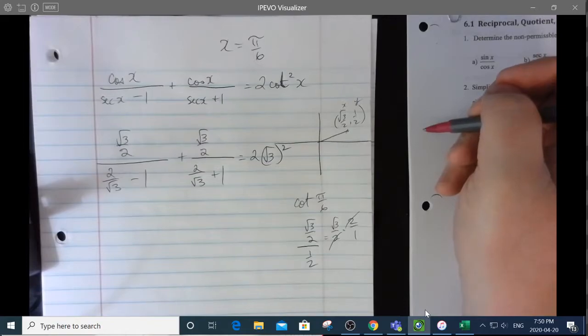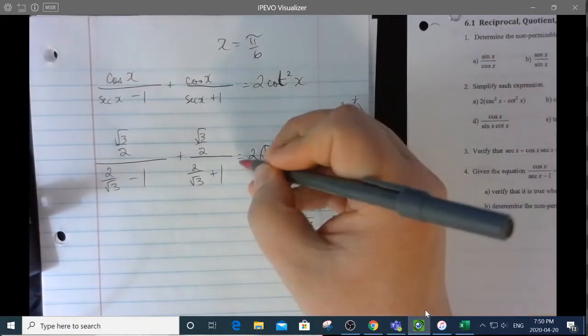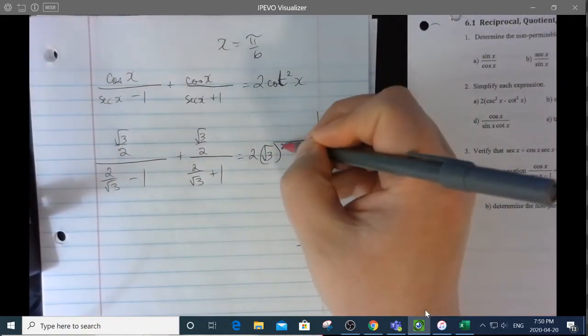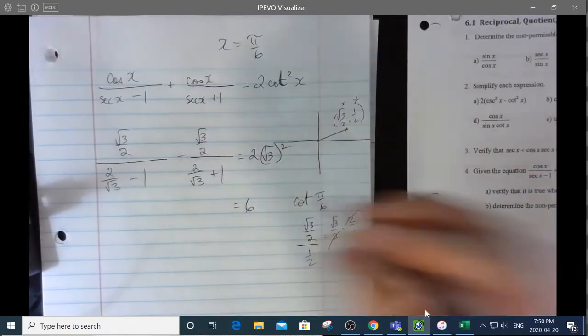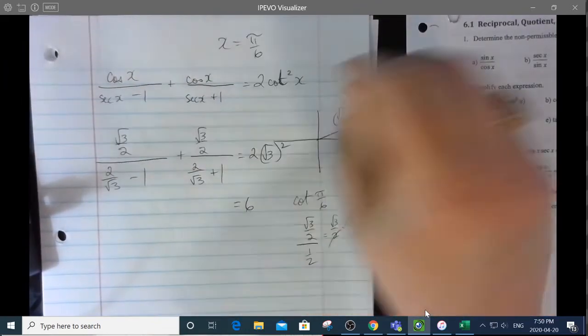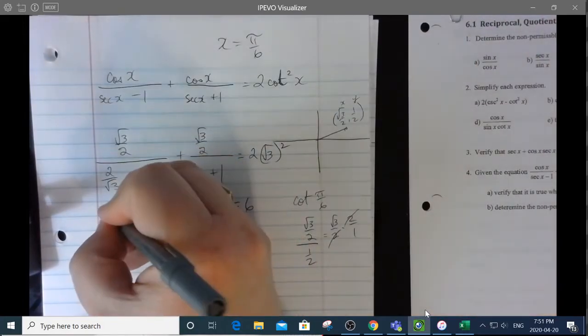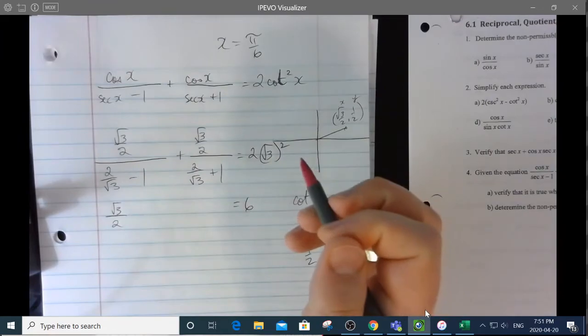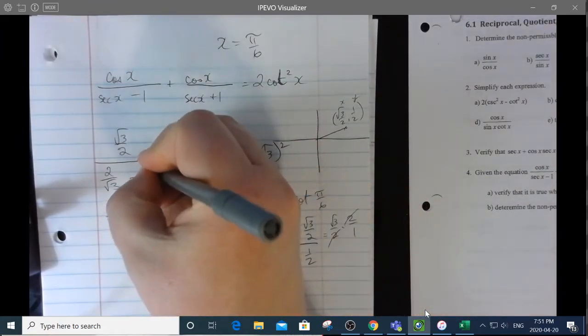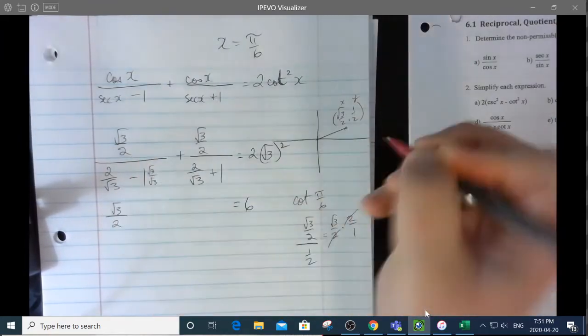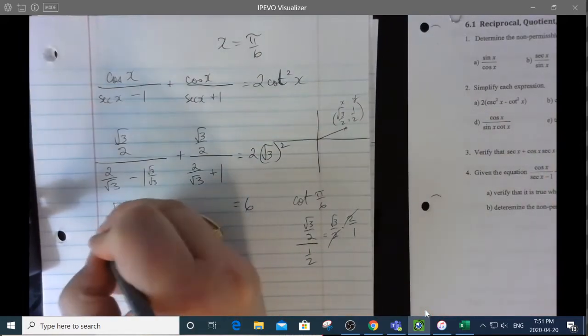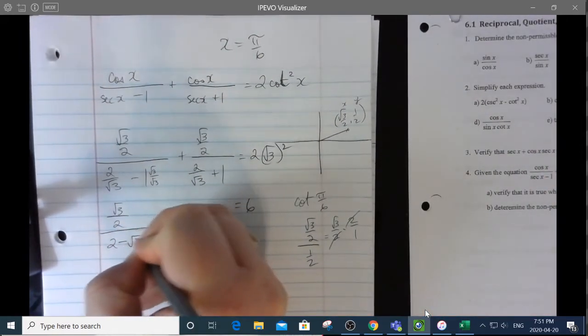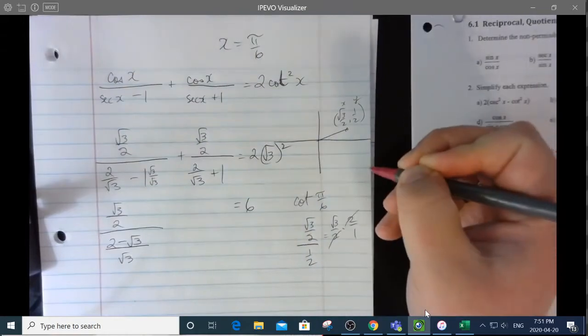So, now what do we do? Well, this side is nice and easy to figure out. Root 3 squared is 3, 3 times 2, the right-hand side, 6. Let's do some arithmetic on this. Okay, so this is the square root of 3 over 2, and I'm going to have to get that into a common denominator. So I'm going to multiply the top and the bottom of this one by root 3 over root 3. So this is now 2 minus root 3 all over root 3.